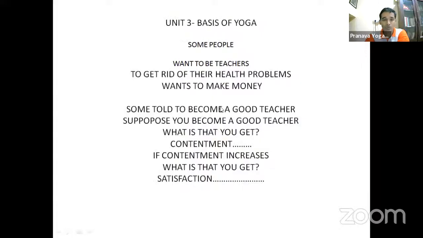So continuing based on this course question, you all answered the same things that are there in the slide. Some want to be teachers, to get rid of their health problems, to make money, to be a good person. I wanted to become a spiritual person. I wanted to be clear about everything. And what is it that you get by doing all those? Ultimately, is it contentment? It is called contentment.